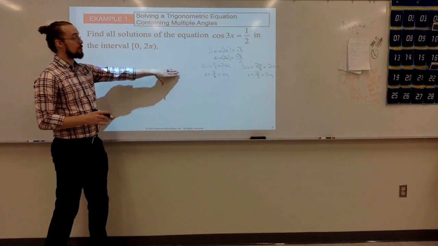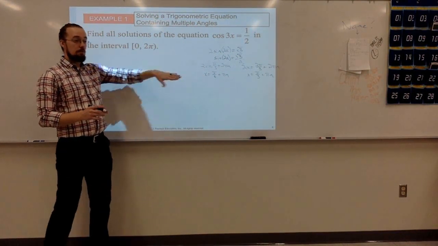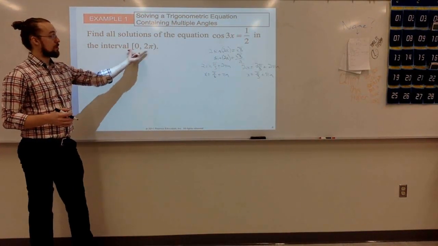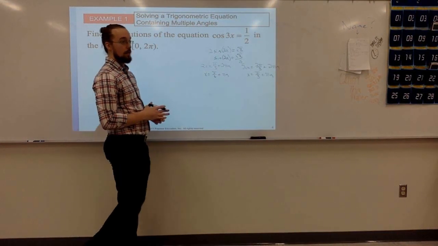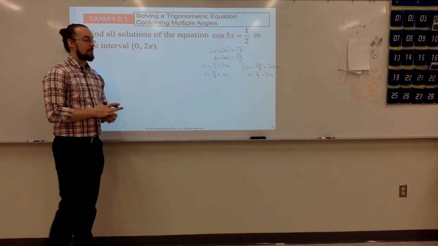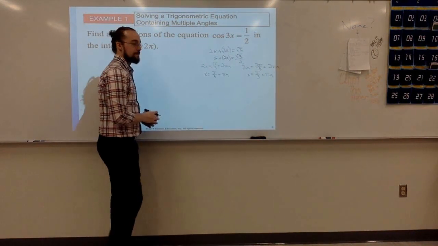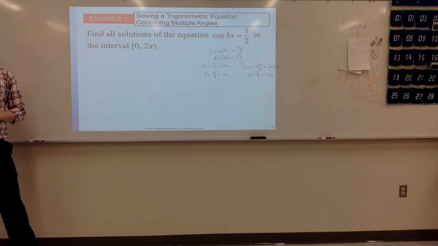So yeah, if we were just asked for all solutions, we're done. This is the answer. But if we want just the solutions in between 0 and 2 pi, then we have to start checking. You didn't specify that in this question. I did. I said in between 0 and 2 pi.